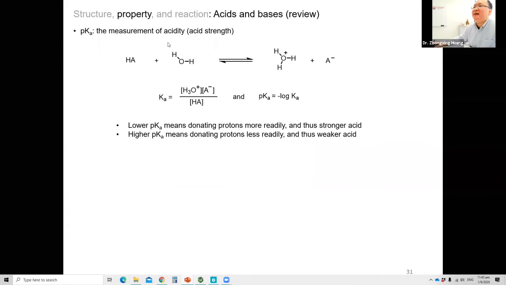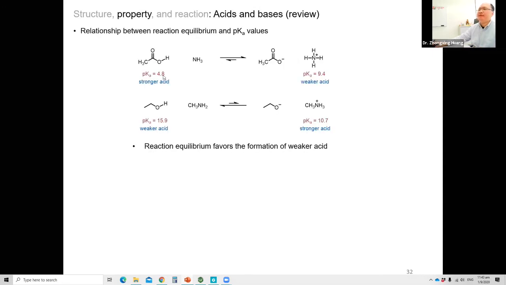And then we have the pKa. The concept of pKa is the measurement of acidity, which is also called acid strength. This is calculated by this equation: the equilibrium constant, the minus log of that, is the pKa number. So you already know that lower pKa means stronger acid, and higher pKa means weaker acid. You can see here.